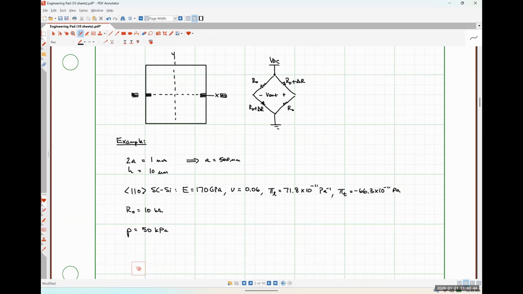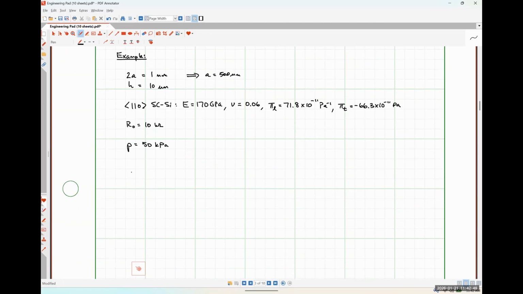All right. So just to revisit some things here. Hopefully we can recall that the relative change in resistance for a piezoresistor is going to be the longitudinal piezoresistive coefficient times the longitudinal stress plus the transverse piezoresistive coefficient times the transverse stress. We're all relatively okay with that. We talked about it at length.